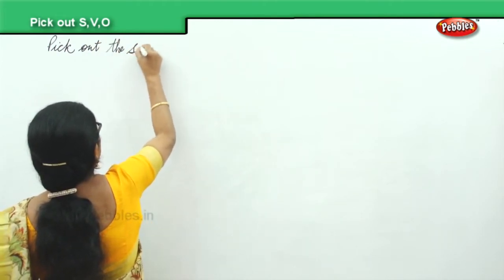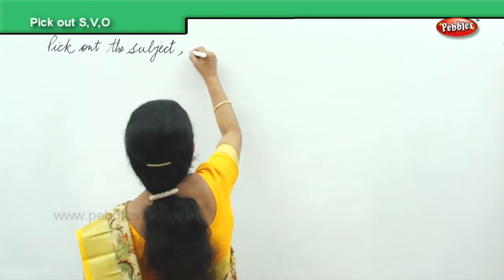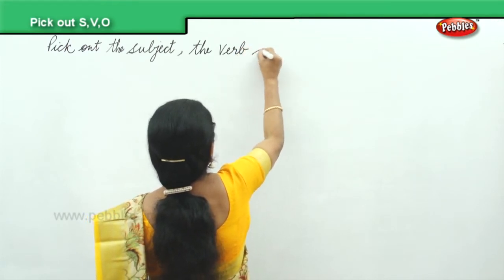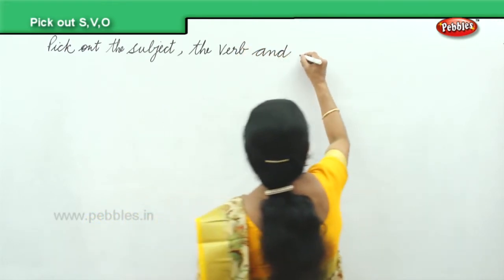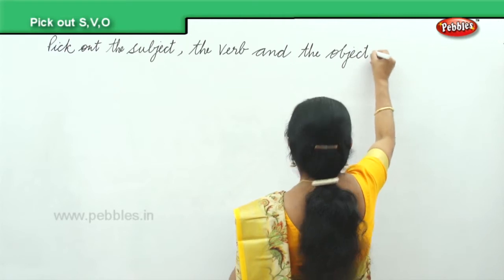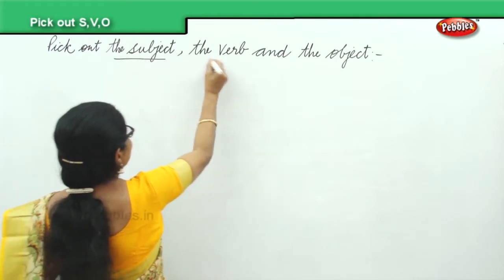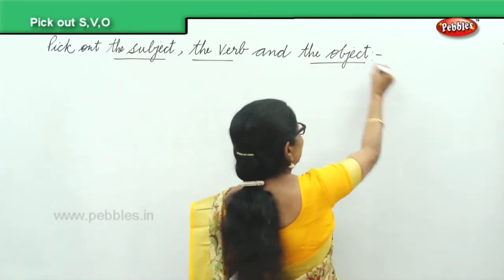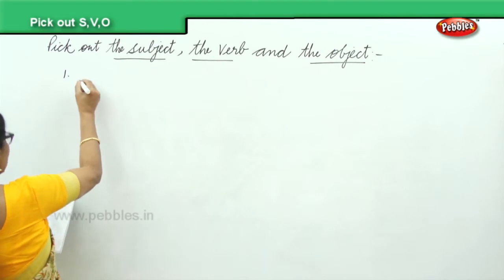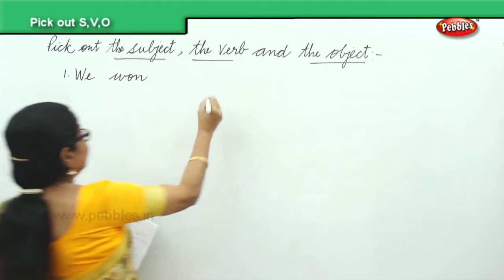the subject, the verb, and the object. So we are going to pick out the subject, the verb, and the object from the given sentences. Okay. First one, we won the match.